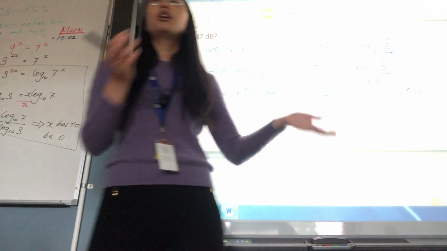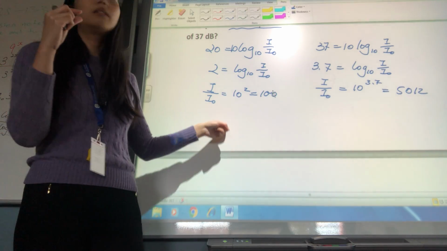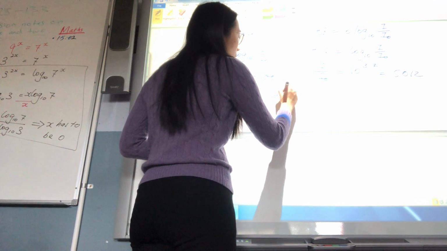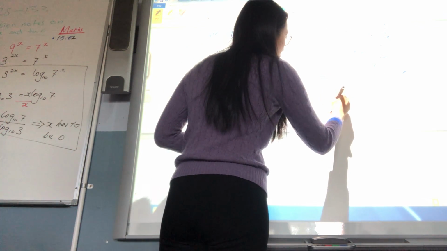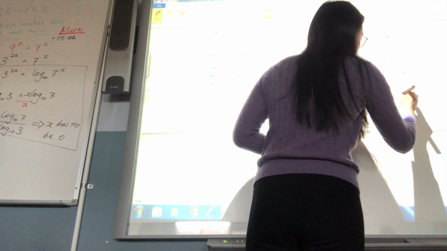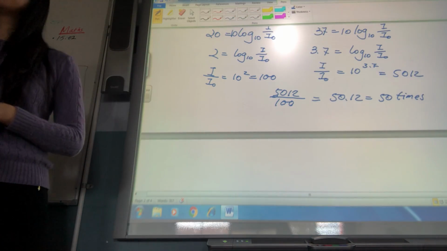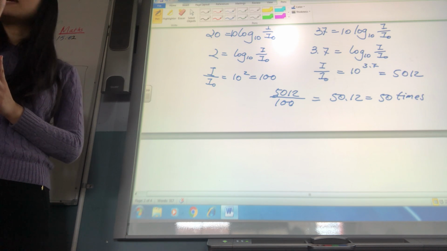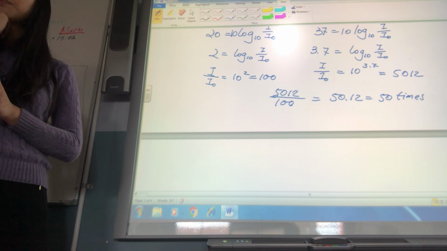So how do you find how many times this is louder than that? You just have to divide the big number by the smaller number. 50.12. And I guess you can just say this is approximately 50 times louder. But this does not mean whatever is 50 times louder than the minimum. It means 37 decibels is 50 times louder than 20 decibels. Right?